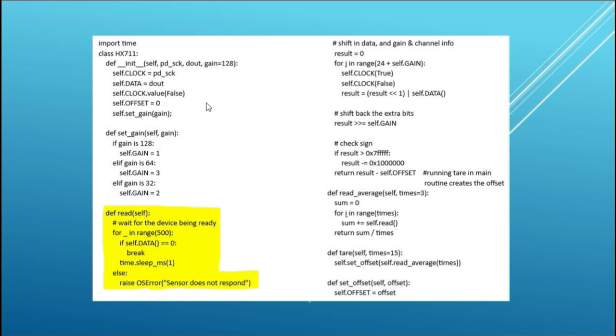The read method begins by pulling data. It does this by looking at the data pin until it goes to a low condition. If the data pin does not go low within 500 milliseconds, then an error message is sent to the user. When the data pin does go low, raw data from the conversion of the load cell is shifted into the 24-bit variable called result. This is accomplished by pulsing the clock pin and reading the data pin. Every time that the clock pin goes high, the data is read.